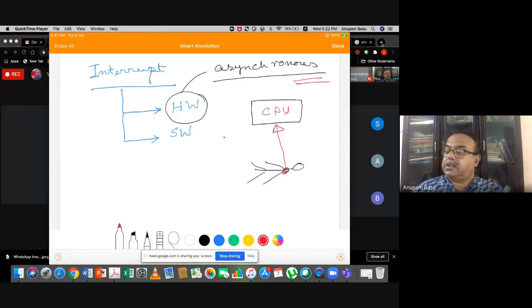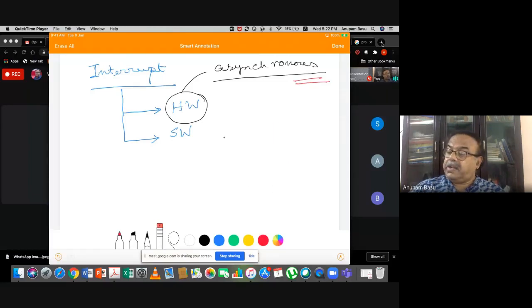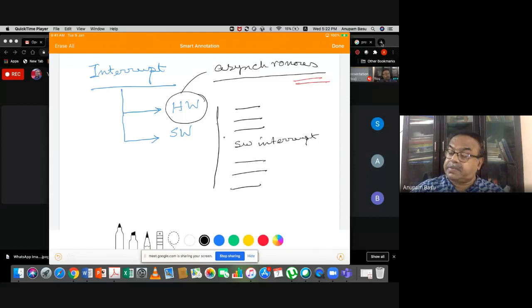On the other hand, software interrupts are interrupts which are written within the program. So there are some lines of code and there are some software interrupt generating codes written here. As many times as I run this program, the software interrupt will occur at the same time. That is, software interrupts are synchronous.